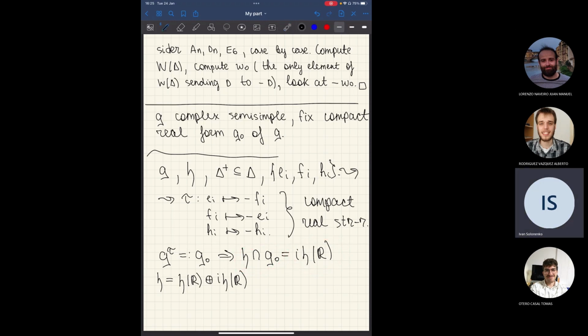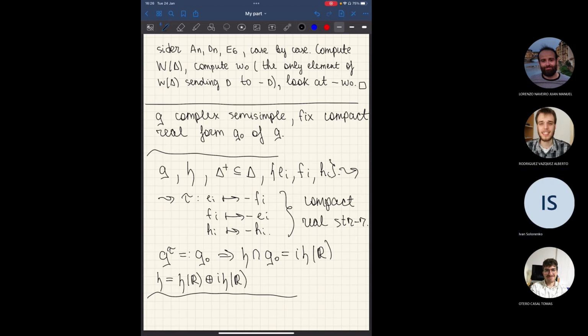So what I was going to say is that you can go in the opposite direction. So here you started with this H and delta plus and canonical generators, and then you define the compact real structure, and then you notice that the intersection of your Cartan subalgebra with G0 will be I HR, and this will be a maximal torus. This is a maximal abelian subalgebra of G0. What I was going to say is that you can go in the opposite direction as well.